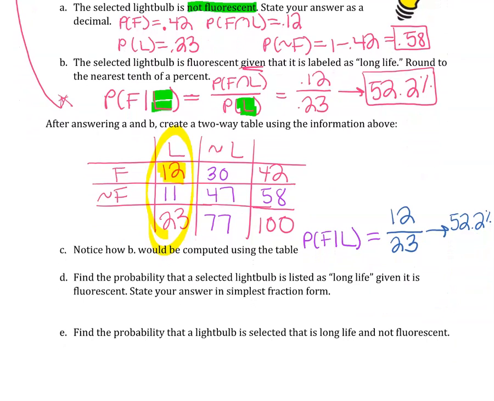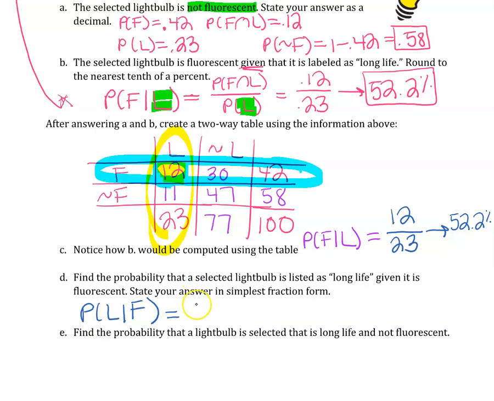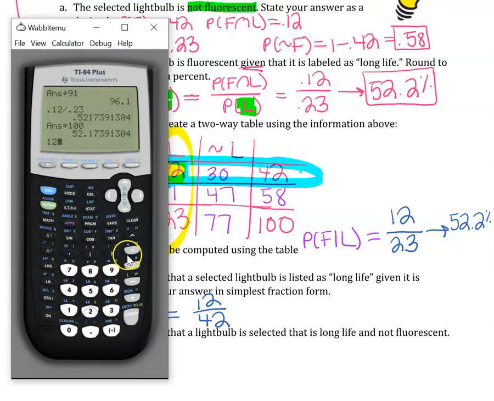All right, well, now that we have the table, find the probability that a selected light bulb is listed as long life given it's fluorescent. So long life given fluorescent. So notice how I switched these. So that means given fluorescent. So now I'm going this way, and it's long life. Looks like 12. So that's 12 out of 42. It says state your answer in simplest fraction form. So I'll just grab my calculator here. 12 divided by 42, and I'll math frac that. 2/7.